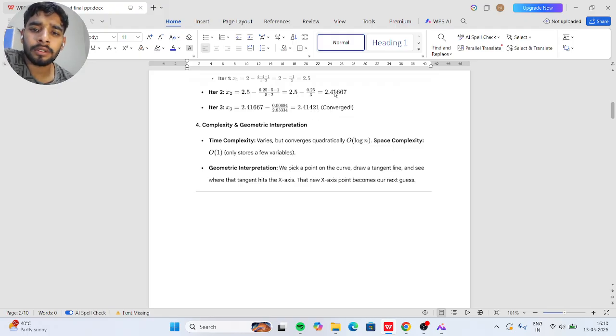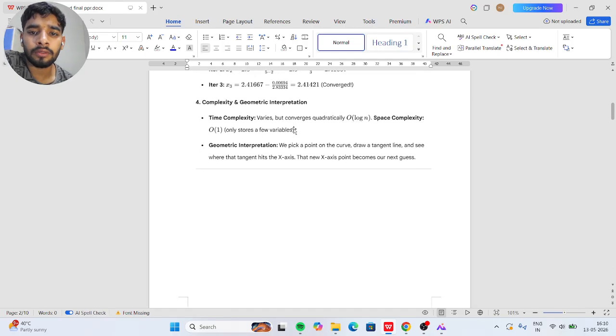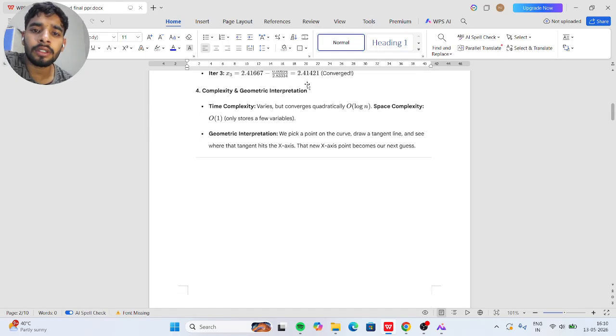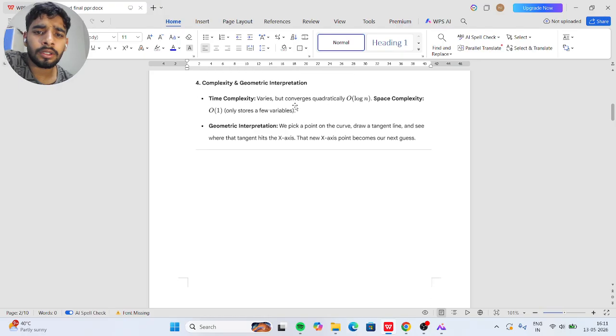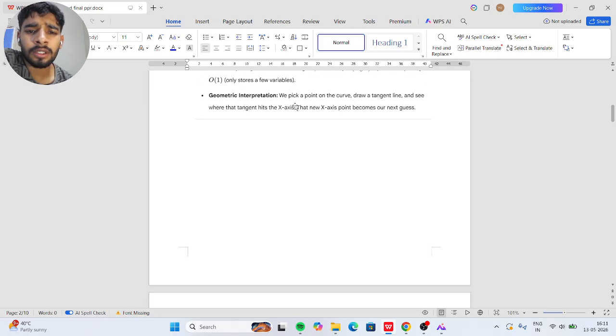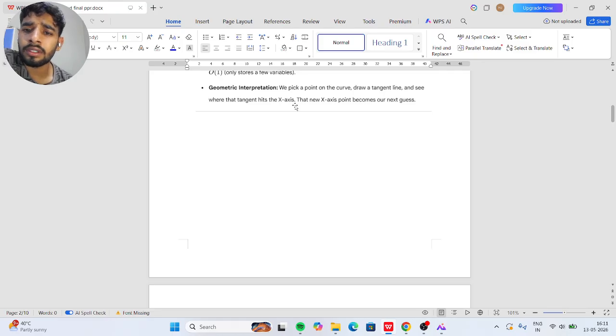If we subtract this from the previous value, we get an error which is less than our tolerance error. It means it's converging and it's our solution. So we return this number. Now its complexity and geometrical interpretation. Its time complexity varies but it converges quadratically, O(log n), and space complexity is O(1), as it only stores a few variables. For geometric interpretation, we pick a point on the curve and draw a tangent line. See where that tangent hits the x-axis, and that new x-axis point becomes our next guess.